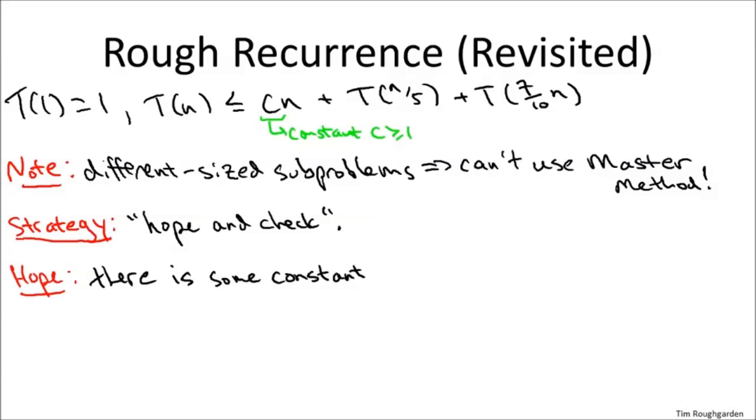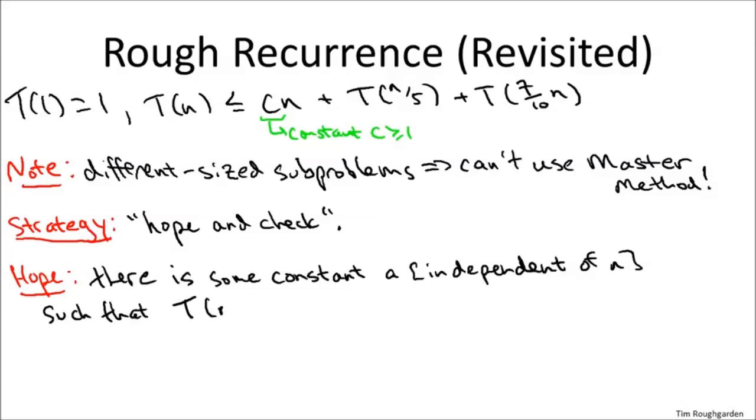Specifically, what are we hoping for? We're crossing our fingers that there's a constant. I'm going to call it a. A could be big, but it's got to be constant. And again, remember, constant means it does not depend on n in any way, such that our recurrence at the top of this slide, T of n, is bounded above by a times n for all n at least 1.